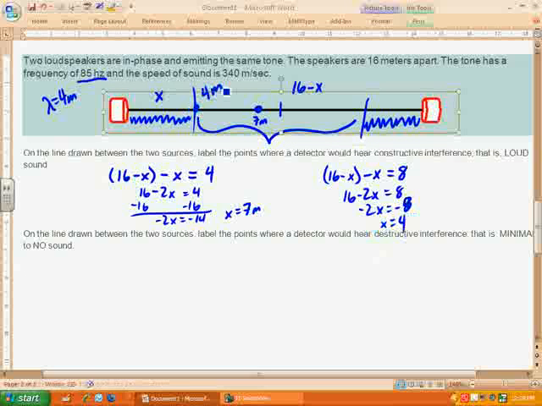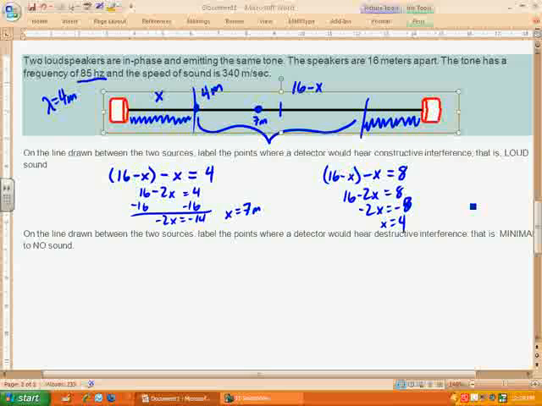Alright, now you can try this for 3, and then you can also do negatives as well. You can probably find a couple more places where you're going to get constructive and destructive interference. So I invite you to go ahead and find a couple more places. You should find quite a few.